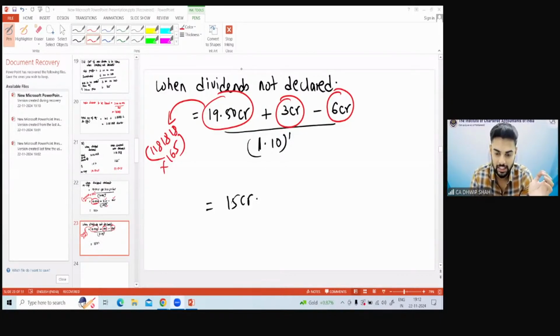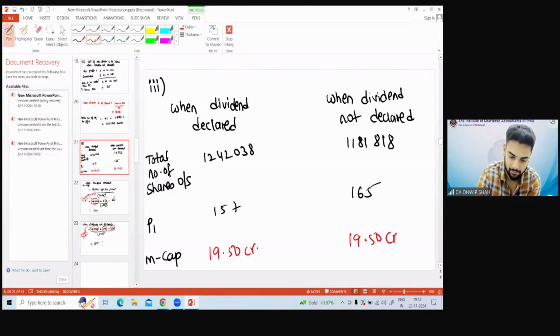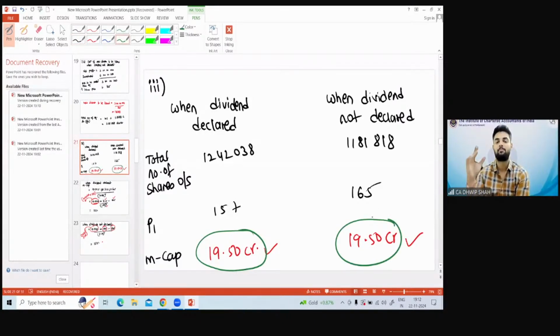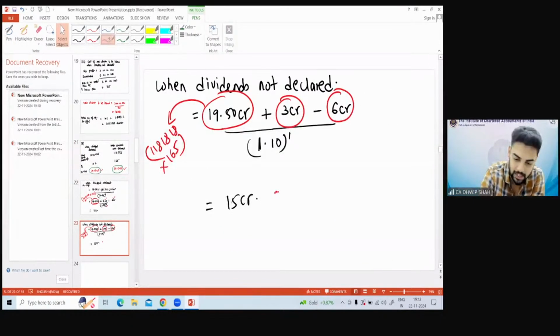One illustration they have solved this way, by the discounting way, and in question number 7 they have solved it by the other way. So both are valid because the institute themselves have solved by both ways. Ideally they cannot give you wrong. See, this 19.5 CR is the approximate market cap at the end of year 1, and this 15 CR is the approximate market cap today.